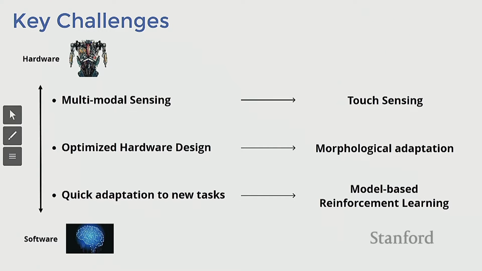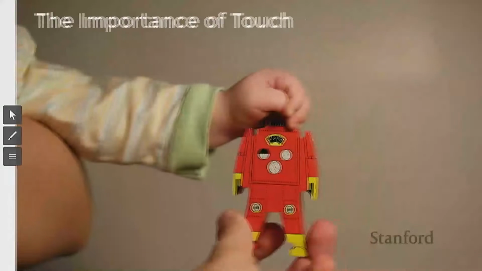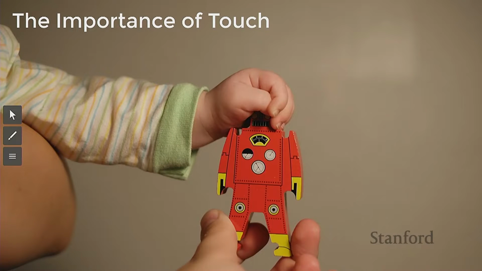But in this particular talk, I'll be focusing almost exclusively on touch sensing as a way to address the lack of sensing that current robots have, and as a way to explore the multimodal nature of interactions that we as humans have. And just to reiterate, to get started about touch, touch is a crucial sense in our everyday life.